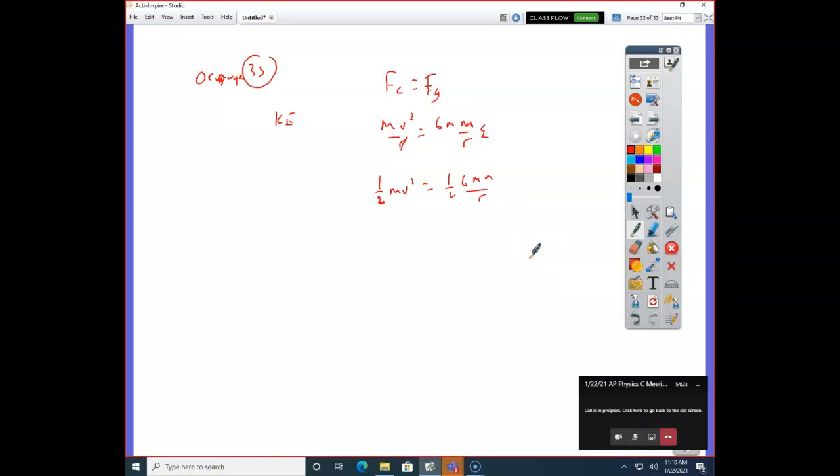So how do these kinetic energies relate to each other? Well, these two terms are the same. The G's the same, the 1/2 is the same. So what's the only thing that's different between the two? The radius. So one of them is going to have 1/3 radius, and the other is going to have 1/2. Well, the greater radius would have less kinetic energy.